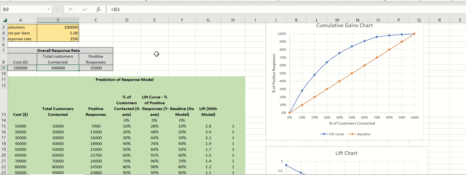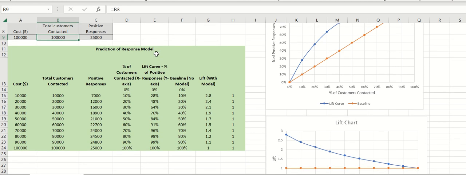So let's say we've done that, and now we have the results of our model, and we want to know how much better is our model than mailing to a sample of our customers, and where do we start to see diminishing returns on our response model. So if we were to contact 10% of our customers, then we would expect to see 2,500 responses if we just randomly sampled 10,000 of our 100,000 customers. However, our model gave us 7,000 responses.